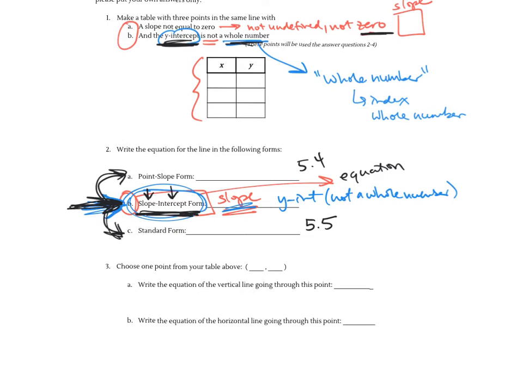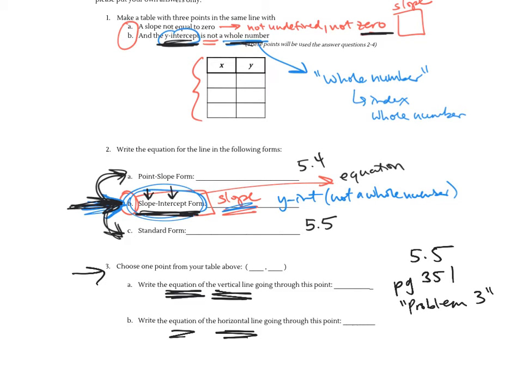Then choose one of your points from above. Write an equation of a vertical line, equation of a horizontal line. If you don't remember how to write an equation of a vertical line or a horizontal line, you can go to page 351 in your book. At the top of that, it says problem 3. This is also in your notes, problem 3, under 5.5 as well.